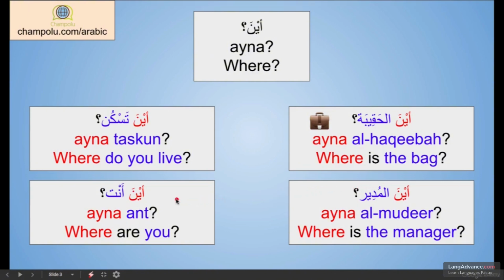Or you can say أين أنت, which means where are you? If you're talking to a female, you say أين أنتِ. And if you're talking to a group of people, أين أنتم. So these are some examples of using the question word أين.